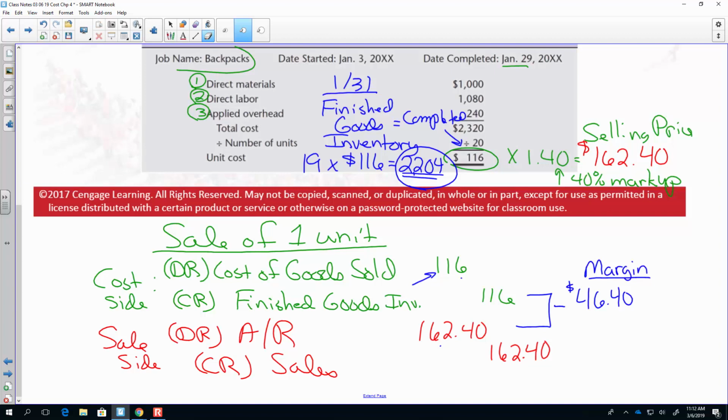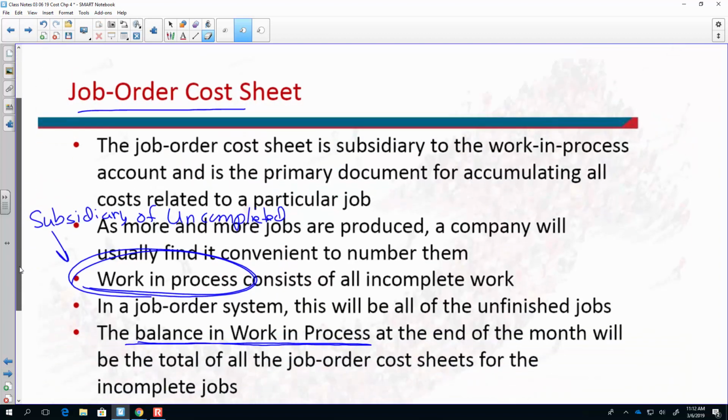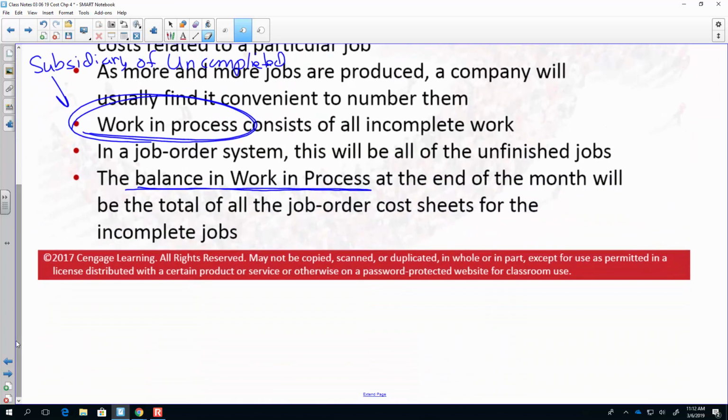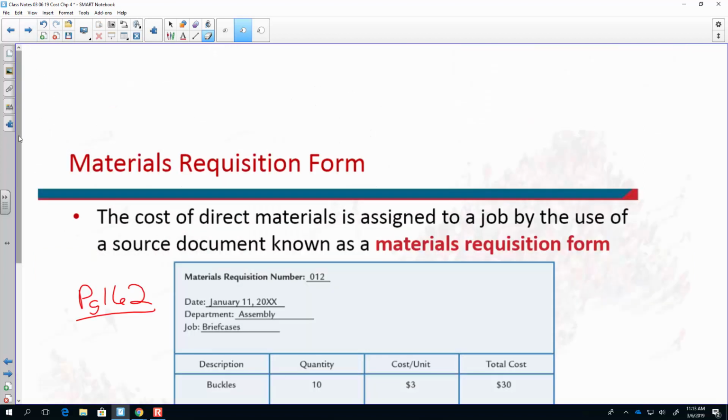All right. So, getting back to what I was talking about before, work in process is unfinished work. So that's why I had to switch gears there. Unfinished work, and then again, reported on the balance sheet.